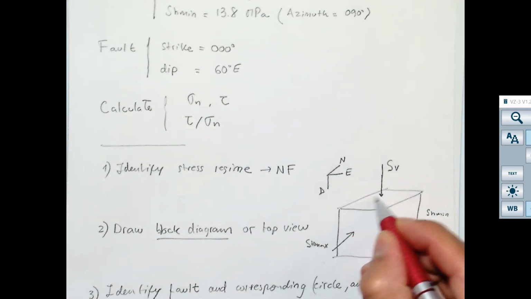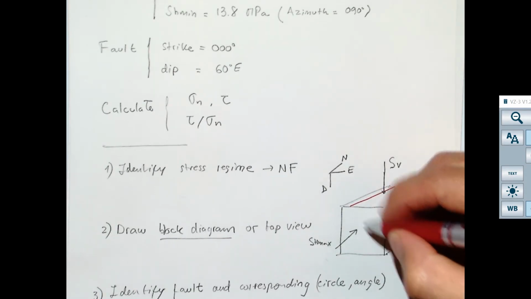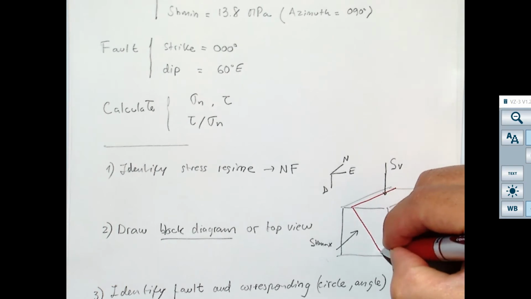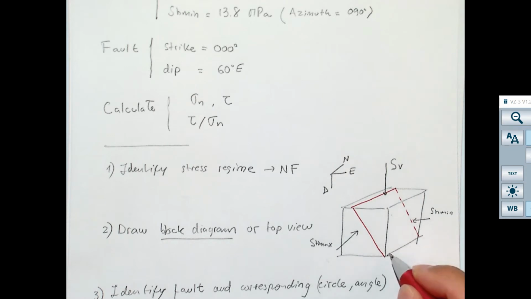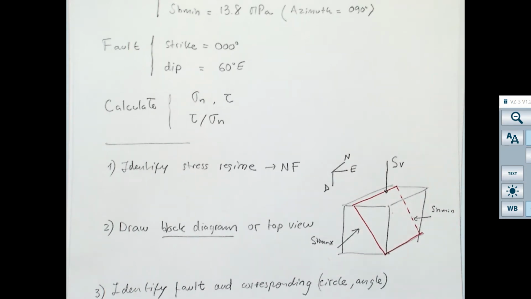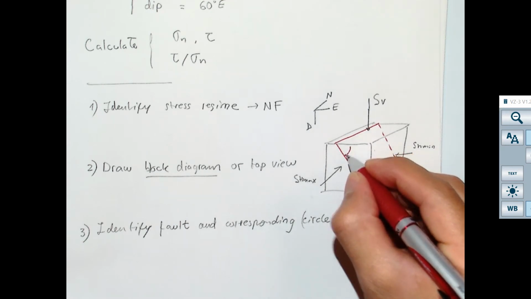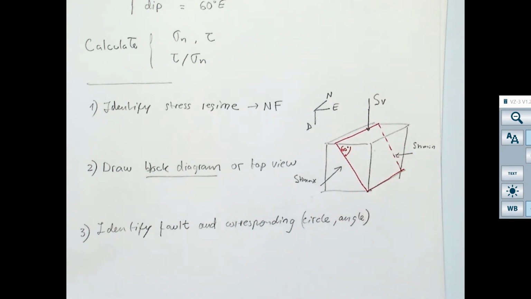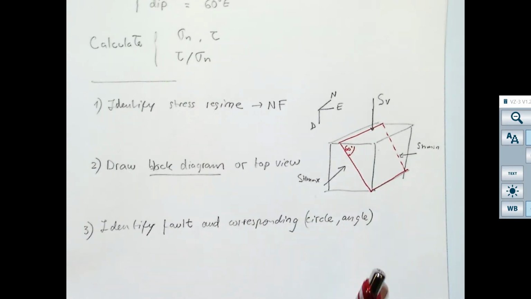So I'm going to choose a plane somewhere over here, and this is dipping 60 degrees. So it's going to be a line somewhere over there, and it's going to be that plane where this is the dip and this is 60 degrees. Okay, so that's everything I need from the block diagram and the orientation of the fault. Now I have all the information I need in order to use the Mohr circle.